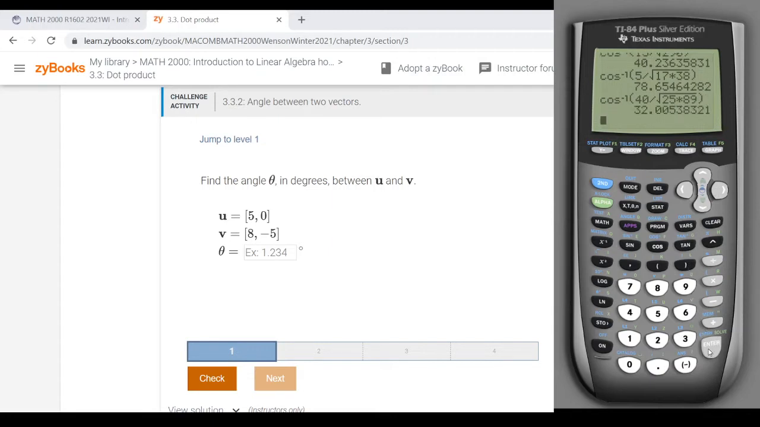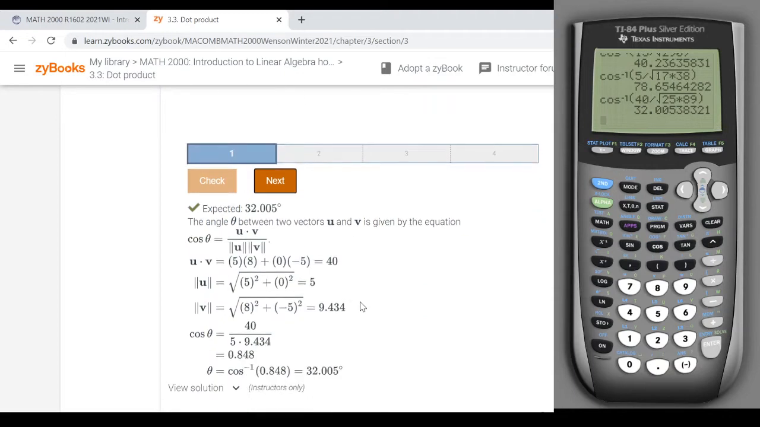And this is approximately 32.005 degrees. Again, look at the way it's entered. They want it to the nearest thousandth of a degree. So the angle between these two vectors is 32.005 degrees when rounded to the nearest thousandth. I check, see that is correct.